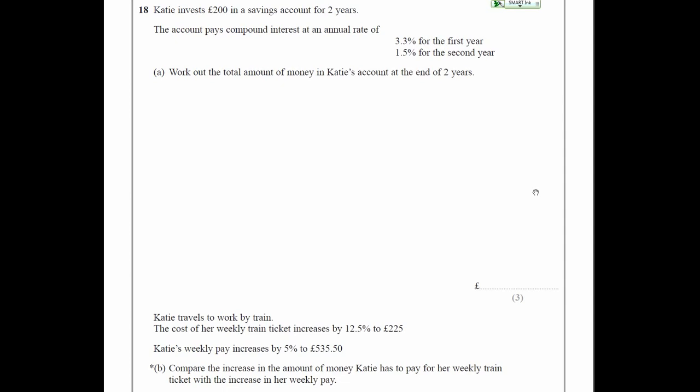For the first year, she's going to get 3.3%. You start with 100%. You add on 3.3%. That means you want to find 103.3%. Remember the trick I told you, a useful trick of multipliers? As a decimal, 100% is one whole. So this is 1.033. You can just divide by 100. It's a short way to change percent to decimal. So that is our multiplier for the first year.